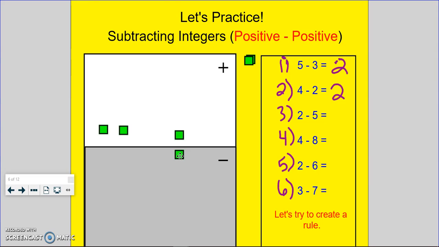Now, by adding that 1 0 pair, I want to look and see, do I have in my positive side 5 cubes that I can circle to show that I'm taking them away? Not yet, I only have 3. So I'm going to add another 0 pair and see if I can get to that point.